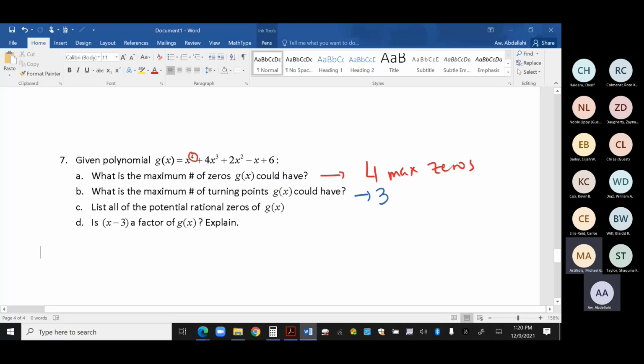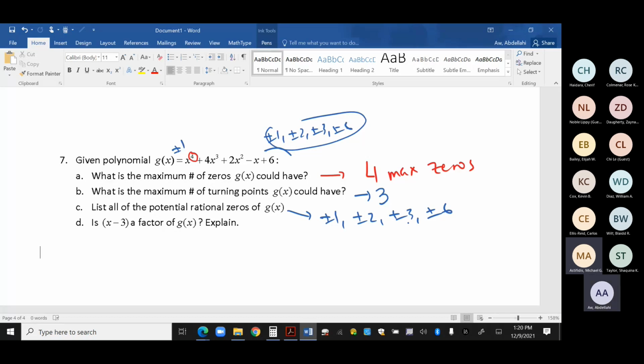List all the PRZs. They are going to be the factors of 6, plus or minus 1, plus or minus 2, plus or minus 3, plus or minus 6, divided by the factors of 1, which is plus or minus 1. So it is going to be only these right here, because we are just dividing them by 1: plus or minus 1, plus or minus 2, plus or minus 3, plus or minus 6, right? Is x minus 3 a factor of g? Explain.